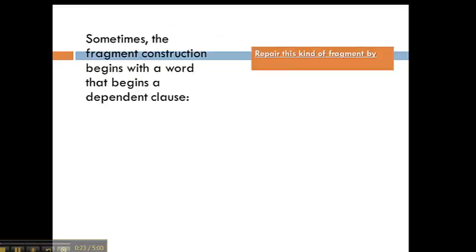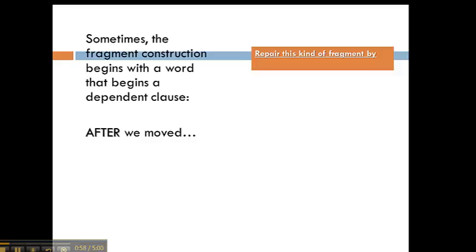Sometimes the fragment construction begins with a word that begins a dependent clause, and that's what the problem is. If you'll look at the dependent clause "after we moved" and notice the word "after," this is a dependent clause marker. Think about "after we moved": you're still waiting to find out what happened after we moved, and so would your reader be. You'll notice too that the word "after" is the problem. It's what makes the whole construction dependent. If you removed "after" and just wrote "we moved," that's a sentence. It's got a subject, it's got a verb, and it expresses a complete idea.